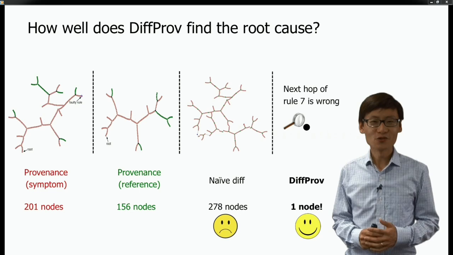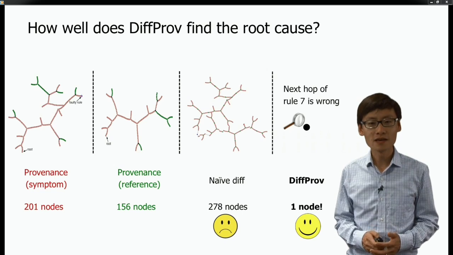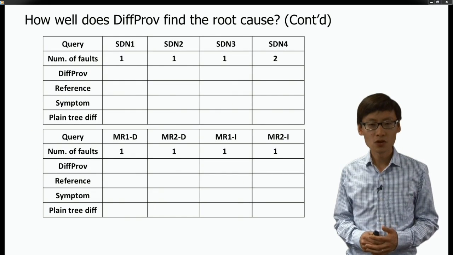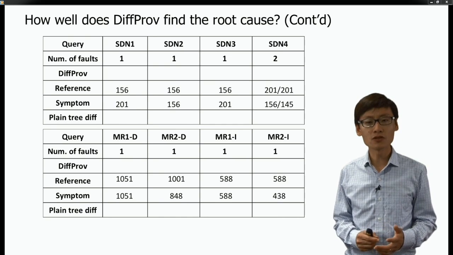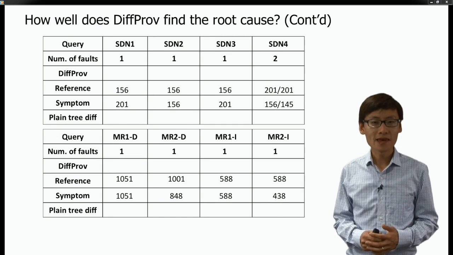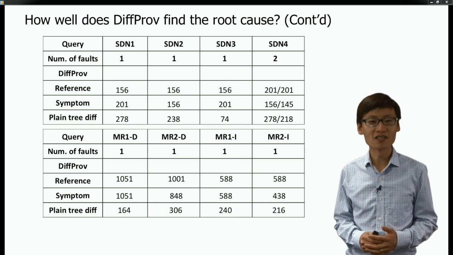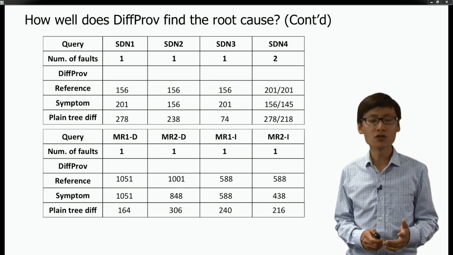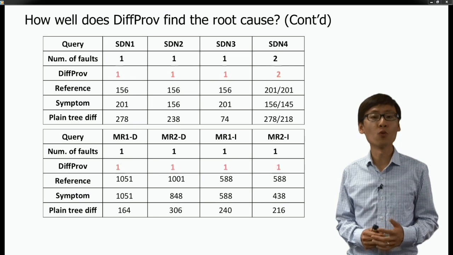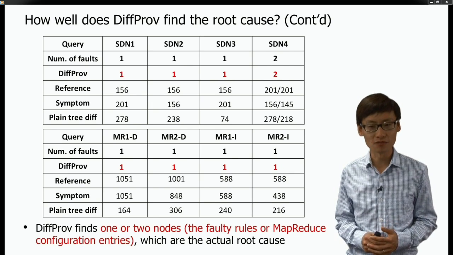You might wonder whether this is just a coincidence, but in fact, we tried diffprof on the other scenarios you just saw, and we found similar results. For the scenarios that we tried, the reference and symptom provenance trees are quite complex. And the plain tree diff is not significantly simpler. In fact, sometimes they are even larger. But differential provenance is able to pinpoint the one or two problems that correspond exactly to the root cause of the problem.